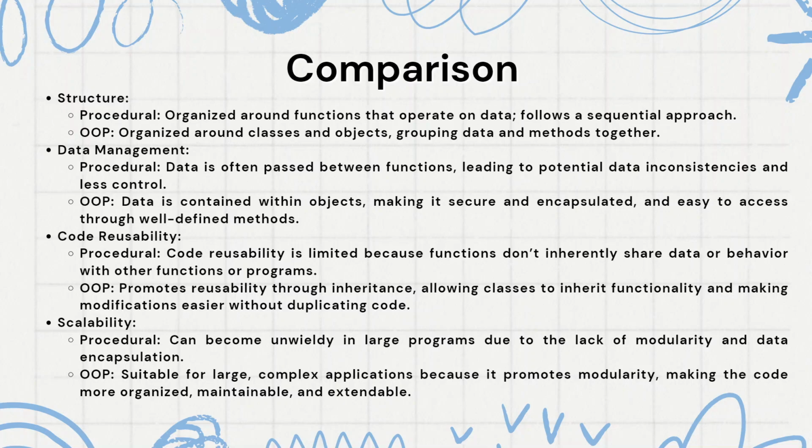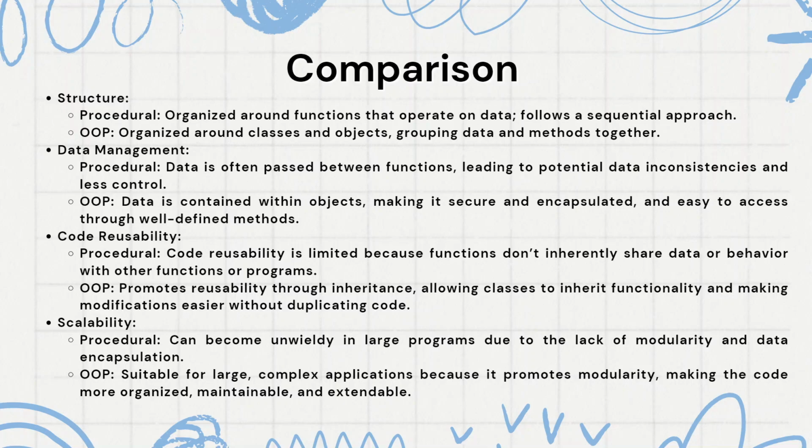So, what is the comparison between procedural programming and object-oriented programming? In terms of structure, procedural programming is organized around functions that operate on data and follows a sequential approach. In OOP, it is organized around classes and objects, grouping data and methods together.